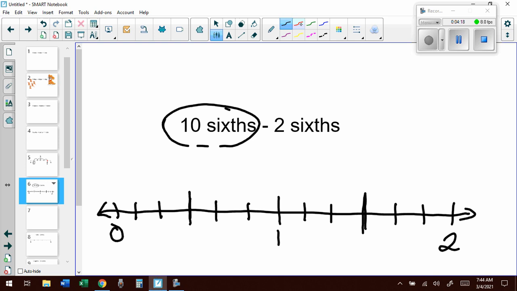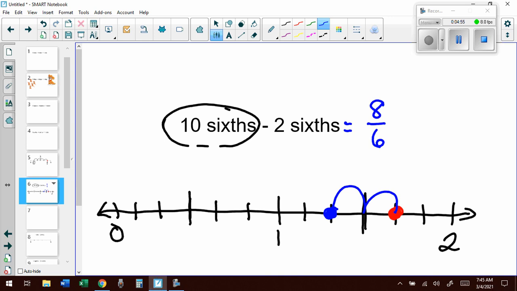So let's find 10 sixths. I have 1 sixth, 2 sixths, 3 sixths, or 1 half. 4 sixths, 5 sixths, 6 sixths. I'm going to keep with an improper fraction. 7 sixths, 8 sixths, 9 sixths, 10 sixths, right here. Now we're going to count back 2 sixths. We're going to take from 10 sixths and go back to 9 sixths and 8 sixths. So right here, the answer to our question is 8 sixths.